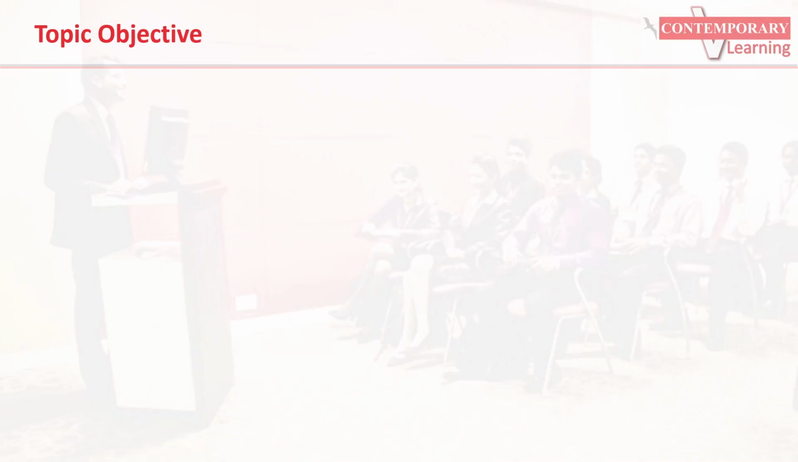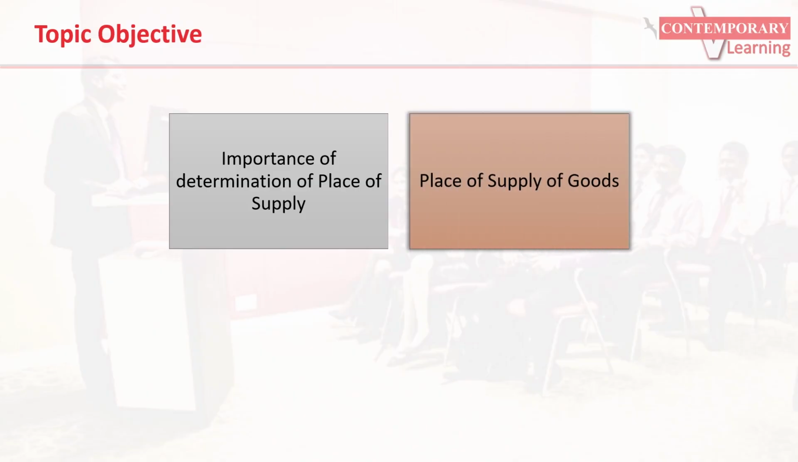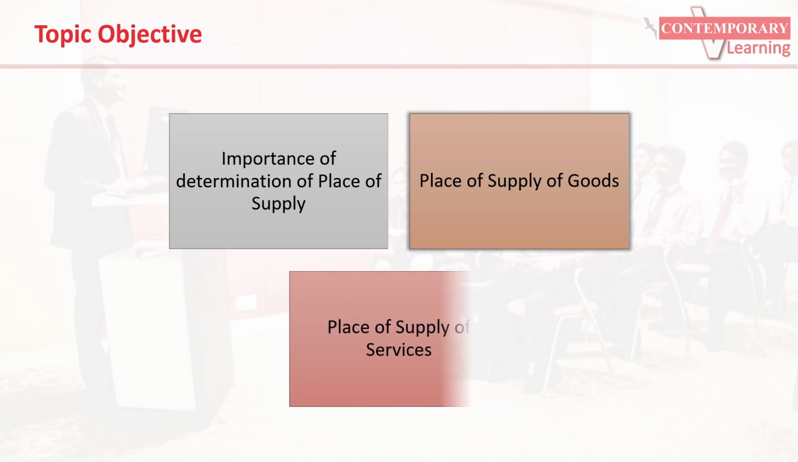Before we begin, let me outline what we'll be covering in today's session. First, we'll understand the critical importance of determining the place of supply in GST. Then, we'll examine the detailed rules for determining the place of supply for goods, followed by comprehensive coverage of place of supply rules for services. By the end of this lecture, you'll have a complete understanding of how to correctly determine where your GST liability arises.